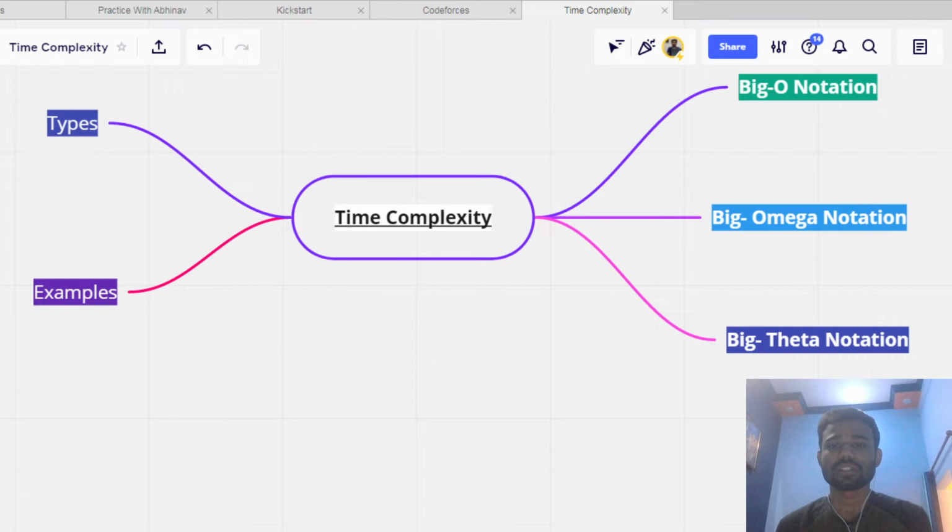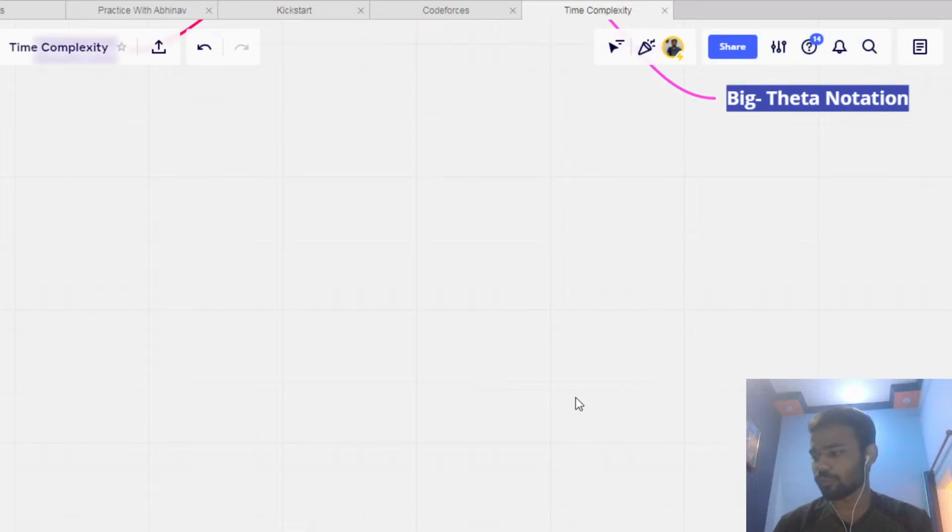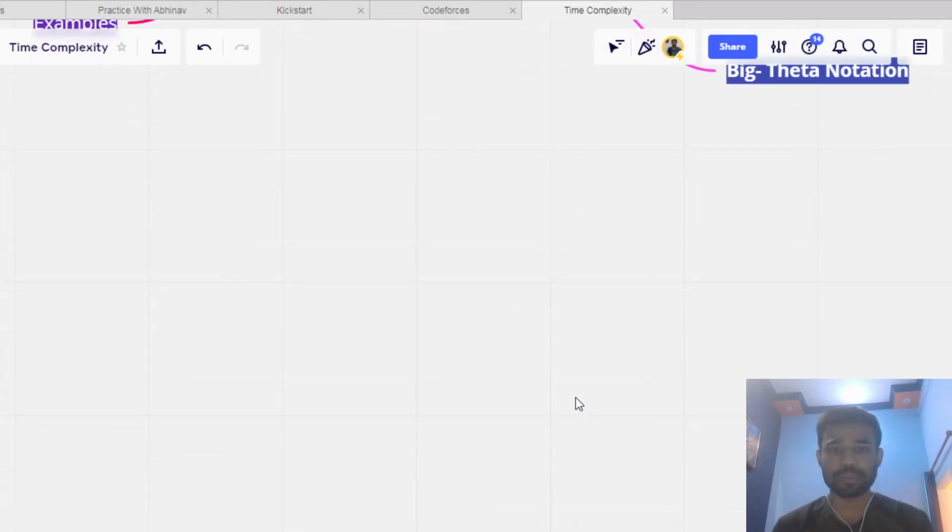Okay, so first of all, let's discuss what is time complexity. Okay, what is time complexity? So there is a very common misconception that time complexity is the time taken by an algorithm. Okay, but this is wrong. Time complexity is not the time taken by an algorithm.